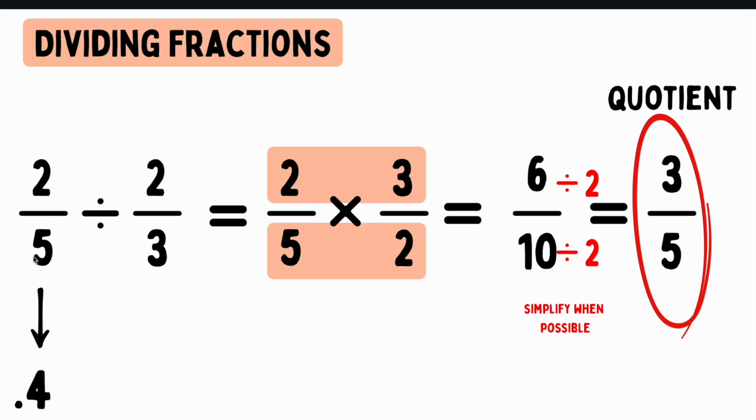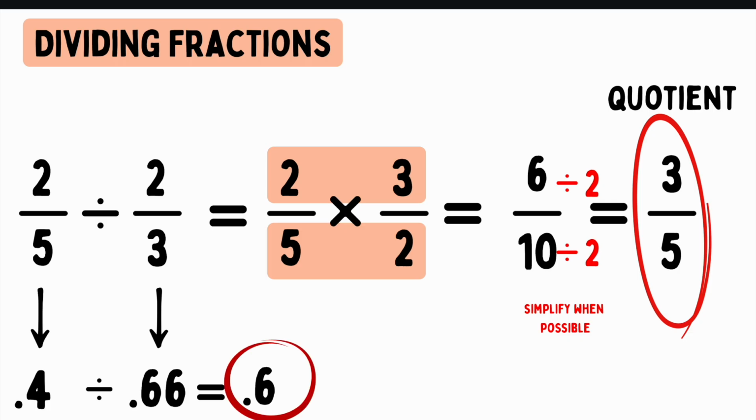2/5 is the same or equivalent to 0.4 divided by 0.66. We know that will equal 0.6, which is equivalent to 3/5.